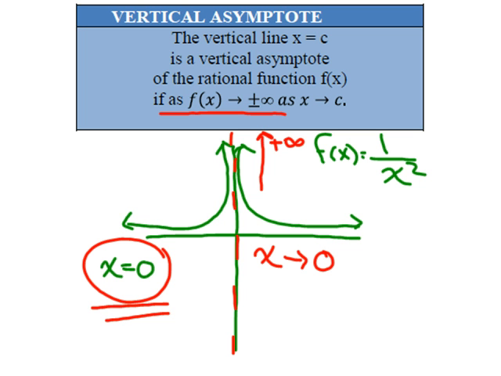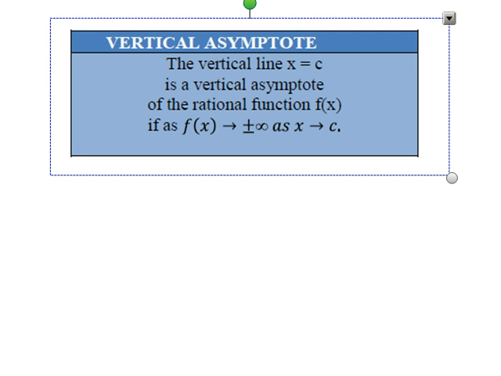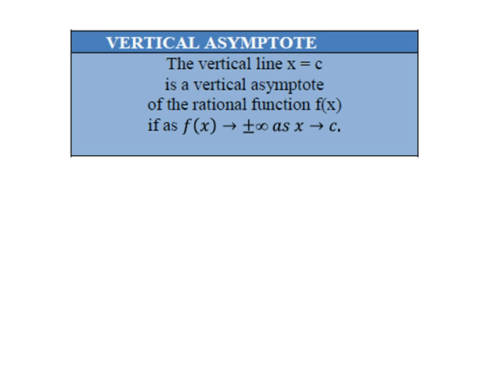Vertical asymptotes have to deal with the domain of our functions. So let's look at an example. We are learning about vertical asymptotes with rational functions today. Now what this says is the vertical line x equals c is a vertical asymptote of the rational function f of x if f of x approaches positive or negative infinity as x approaches c.